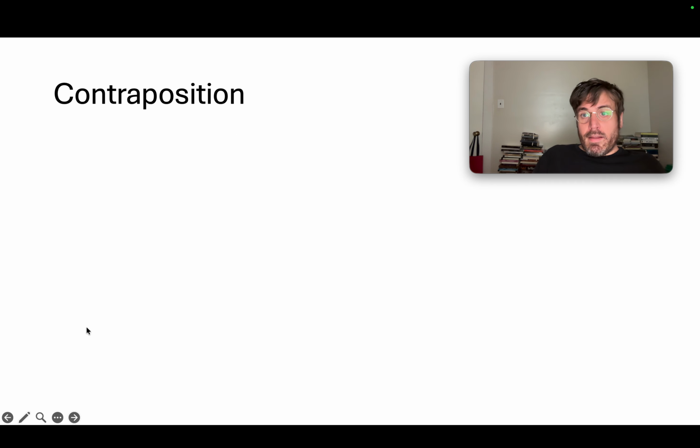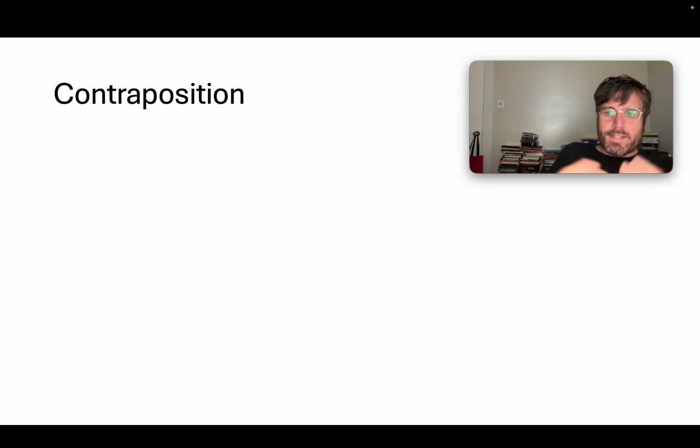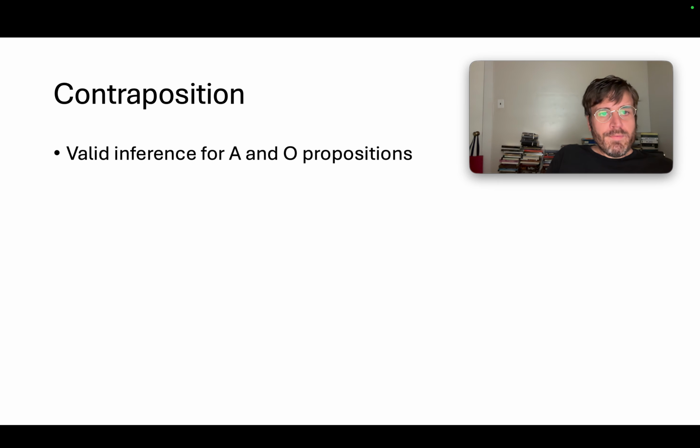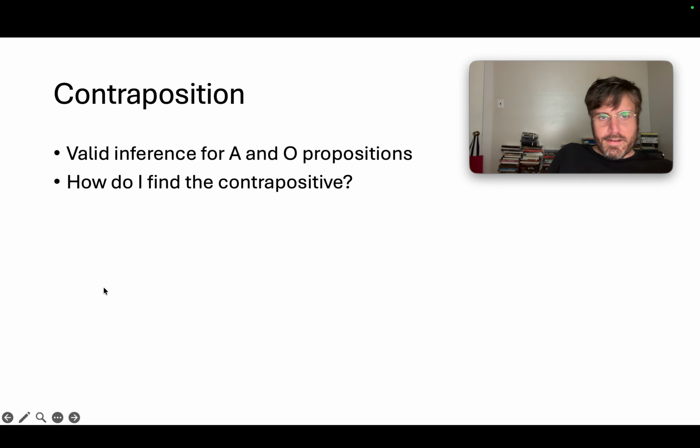The last immediate inference type I want to explore with you is called contraposition. Contraposition entails the most transformations, but it's in a way simpler, I think, than obversion in my view. Contraposition is valid for A and O propositions. It is valid for universal affirmative and particular negative.